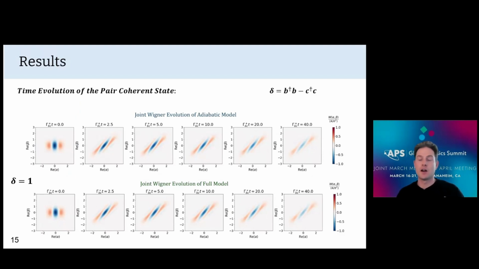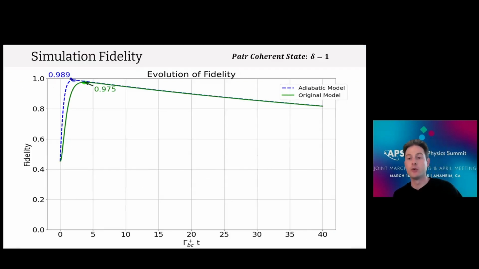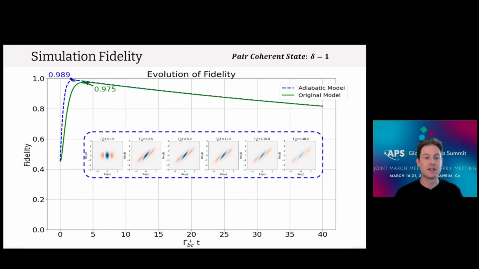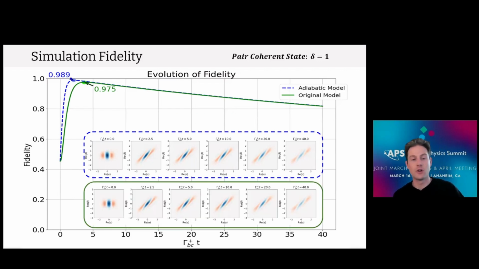We can also look at different deltas, so different quanta in our B and C modes respectively, and we see the same results. They start, in this case, with the B mode in the first excited state and the C mode in the ground state, which achieves this kind of hamburger-like initial state, and then they evolve over time into the near ideal pair coherent state for the given delta, in this case delta equals 1, before decohering over time. And we see similar results in the evolution of their fidelity, where the adiabatic system evolves a bit faster into its ideal pair coherent state, and then the original does as well afterwards before they decohere over time.